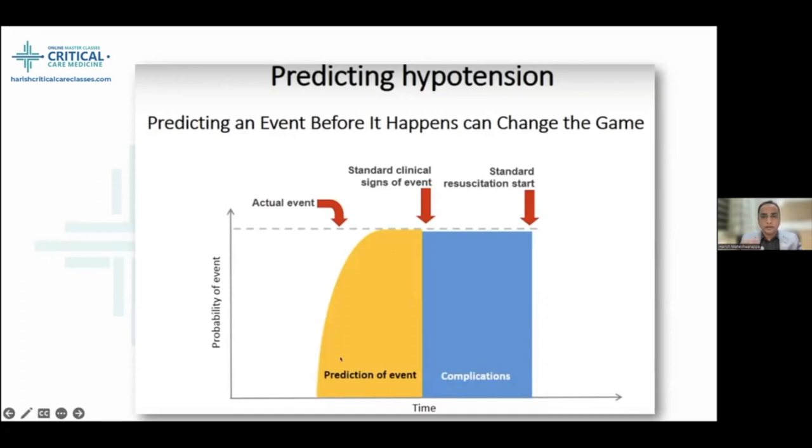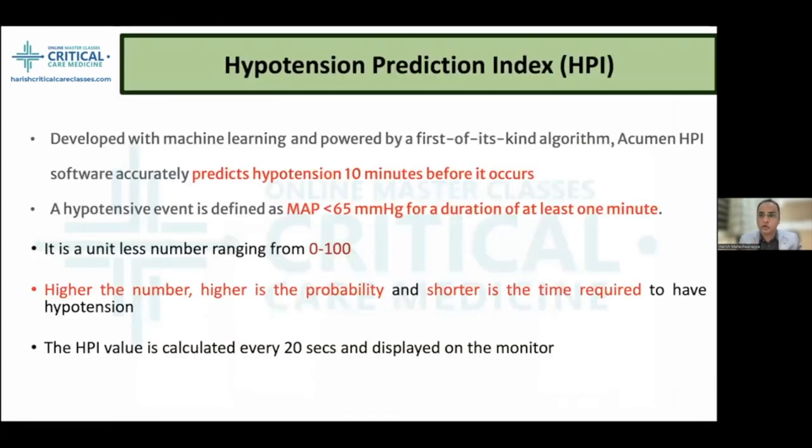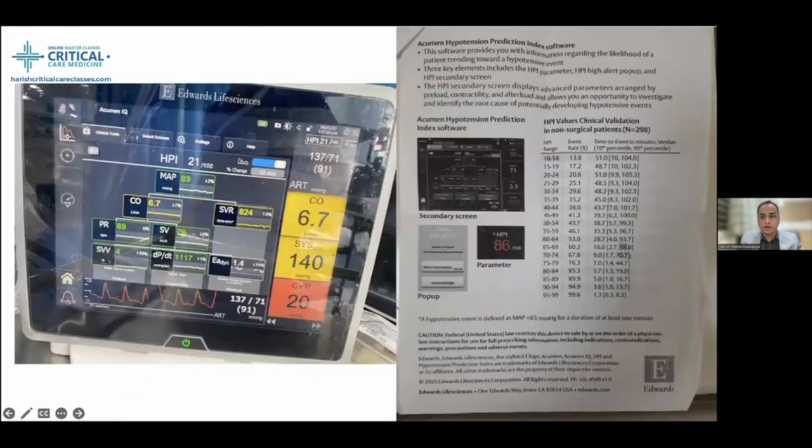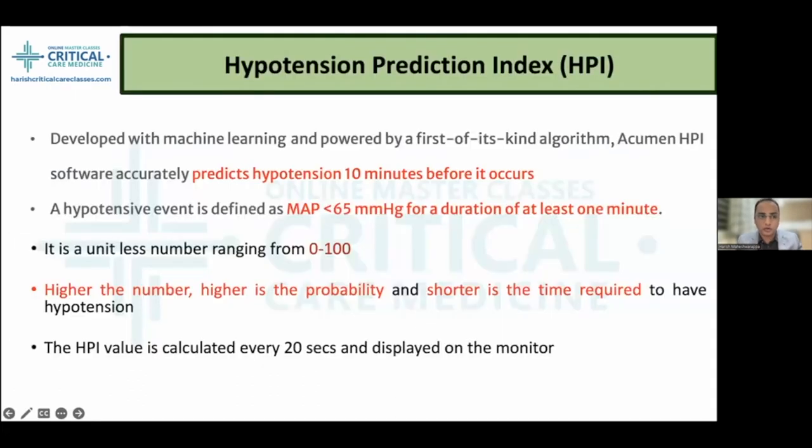Basically, this gives immediate actioning so that we can prevent the organ dysfunction which is going to happen in the post-operative period. That is what we are narrowing down to in our concept of discussion, called the hypotension prediction index. Here it is being developed with machine learning and artificial intelligence, powered by a first of its kind algorithm, with a modality of monitoring device called Acumen IQ software, which accurately predicts hypotension 10 minutes before its onset.